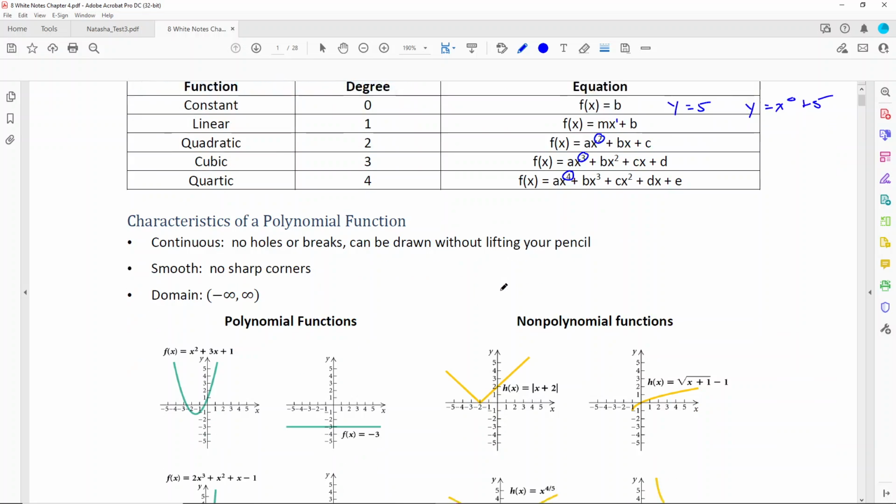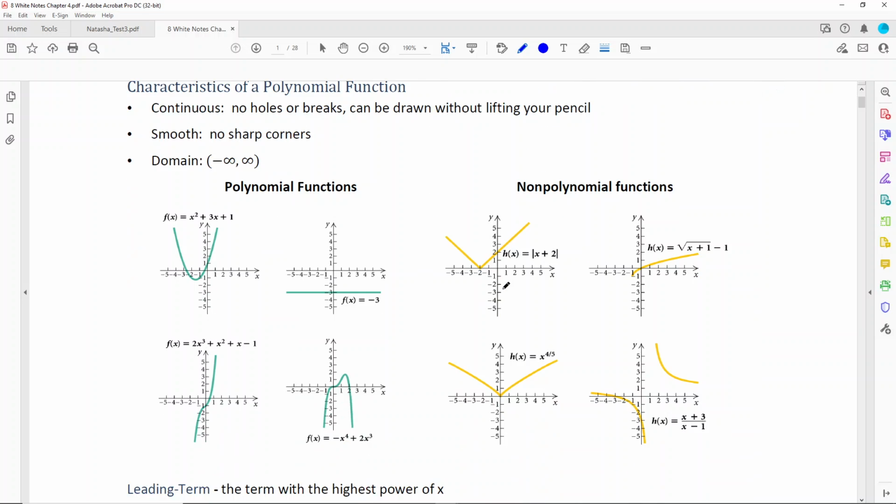All right, how can I tell from a graph that something is a polynomial function? Polynomials have some common features. One is that they're always continuous. There's no holes or breaks in the graph. In other words, you can draw them without lifting your pencil, and they're smooth, no sharp corners. The other really important thing is that the domain of a polynomial function is that x can be anything. There's nothing I can't square. There's nothing I can't cube. In other words, there's no radicals and there's no x's in denominators.